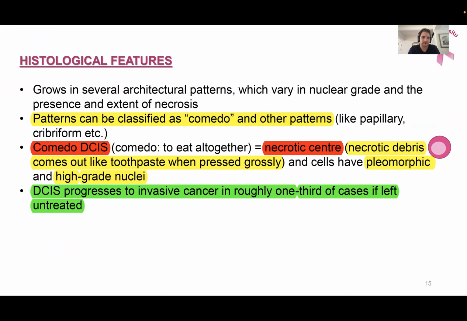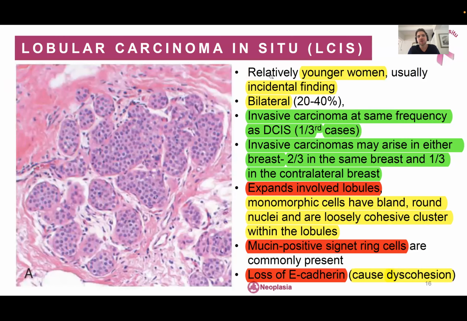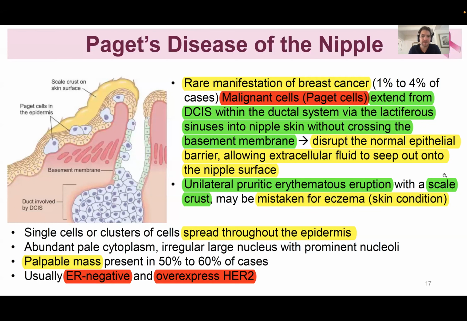All right, so lobular in situ. One of the big buzzwords here is E-cadherin. You want to make sure you know this, because that's going to be one of the diagnostic clues that you're talking about lobular carcinoma. They also get these signet ring cells, which are common. It pushes the nucleus to the side. Can't really appreciate that here.